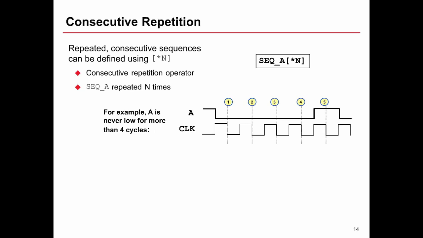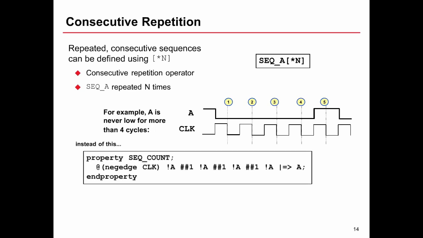What we've got here on the waveform diagram is an example, and our requirement is to check that A is never low for more than 4 cycles. How could we write this? Well, one way in which we could write this is by doing this property here, seq count. What we're doing on every neg edge clock is checking that we've got not A, followed 1 cycle later by not A, followed 1 cycle later by not A, followed 1 cycle later by not A. So that's our 4 cycles of A being low. And we're saying if we observe that, then it implies that A is true the next cycle. Okay, so that's one way of writing this.